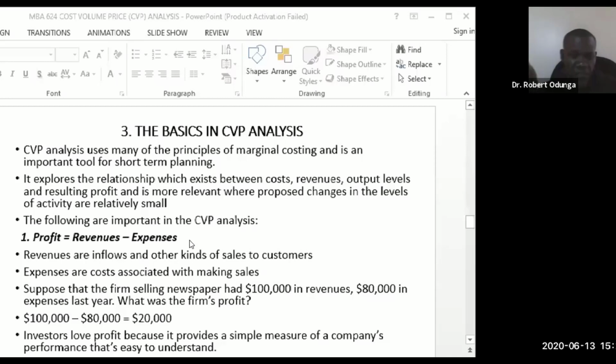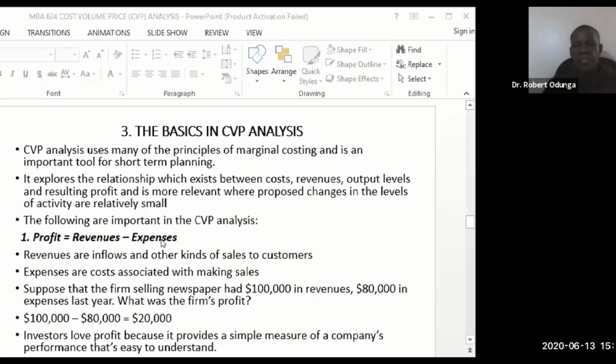So what are revenues? Revenues are inflows and other kinds of sales to customers. So what you sell to customers is now your revenues. And the source of revenues can be relative, dependent on the organization and the core business of the organization. If it's a retail kind of business, whatever you are selling is now your revenue. Whatever you generate out of sales is your revenue. If it is a manufacturing setup, whatever you produce and sell is your revenues.